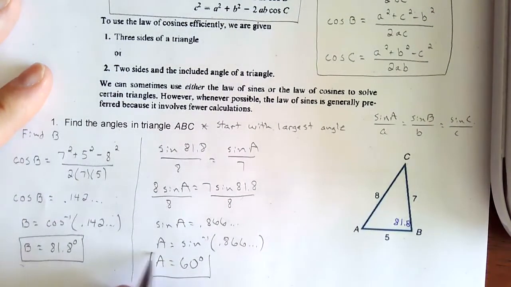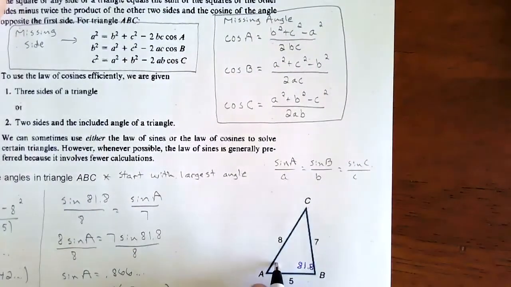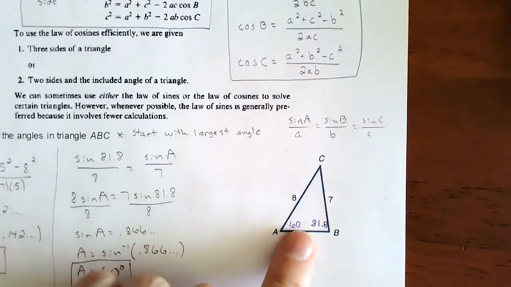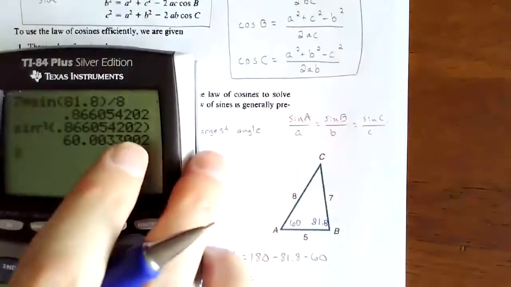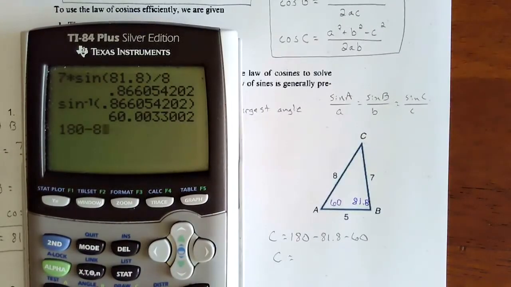And then I am done with law of sines and law of cosines because if you look at the picture, you have 60 degrees here. And I can just do 180 minus the other 2 angles to finish it off. So I have C is going to be 180 minus the 81.8 minus the 60. So that turns out to be 180 minus 81.8 minus 60 turns out to be 38.2.